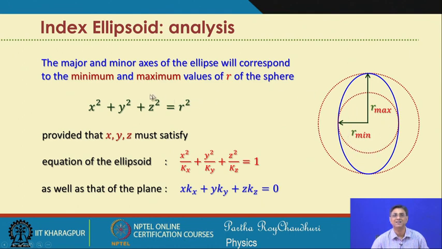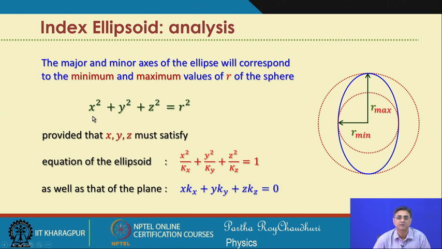Therefore, we can write a general equation representing all spheres within this, because this is all in 3 dimensions. So, x square plus y square plus z square equal to r square, provided that x, y, z must satisfy this equation. So, this condition has to be satisfied, as well as this condition.